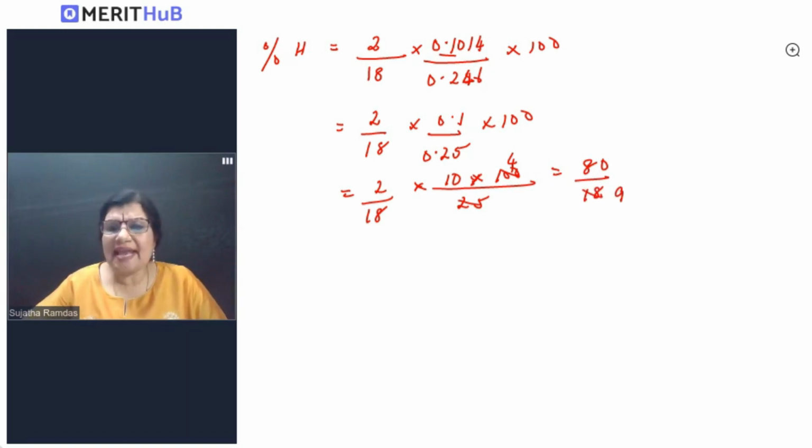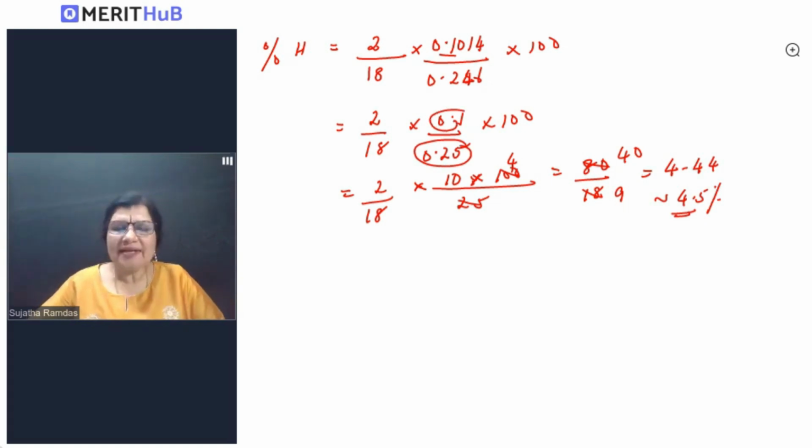Well, 2 nines are 18 and we can make this 240. 40 by 9 would be 4 point something. 9 fours are 36. Again 4.44, etc. It could be rounded off to 4.5% because we have made an approximation in these two digits. So it could be approximately 4.5%.